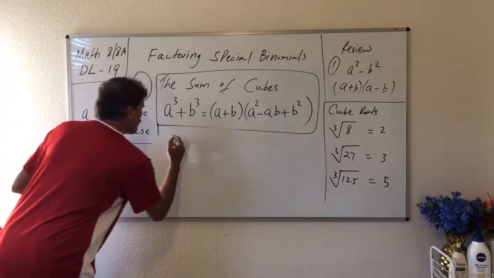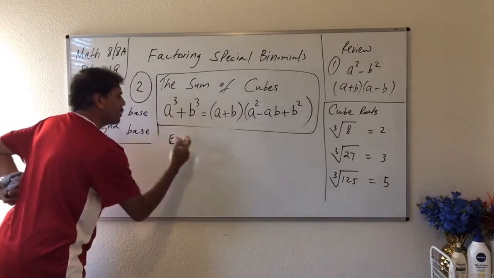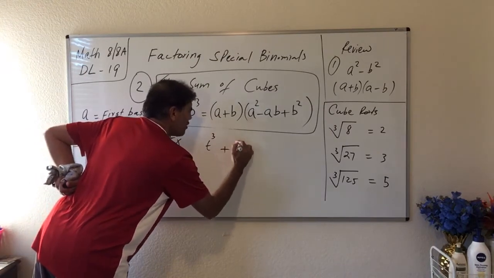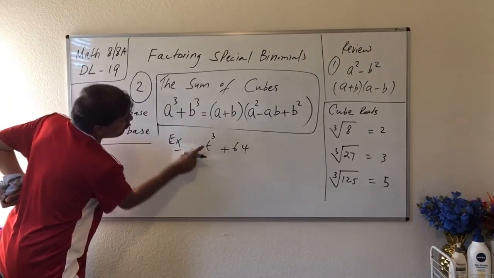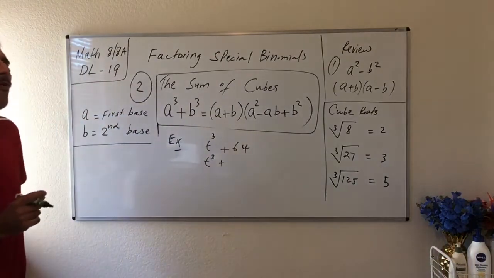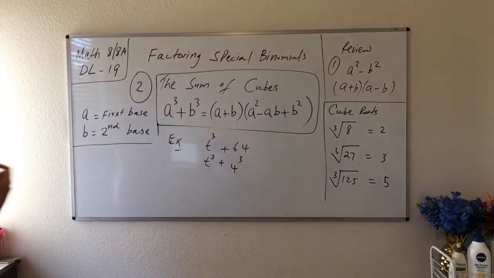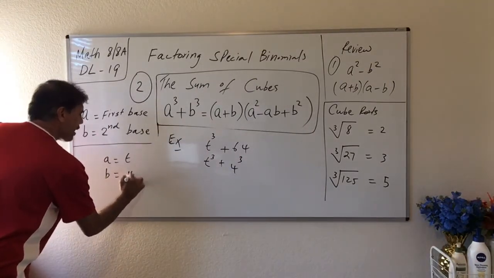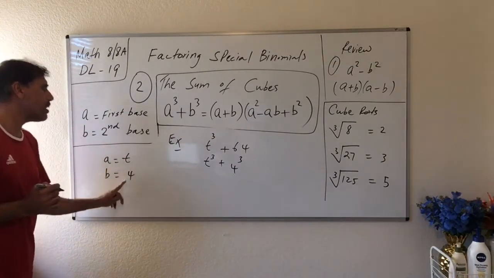For example here, we're going to focus only on plus today, so the sum of the cubes. Let's say we have t to the third power plus 64. Now this is pretty clear, t cubed, t is the first base. Then what is the cube root of 64? It's 4, and 4 to the third power is 64. So a is the first base and b is the second base. We're going to replace a by t and b by 4.